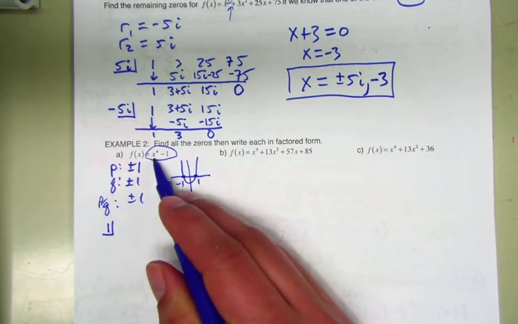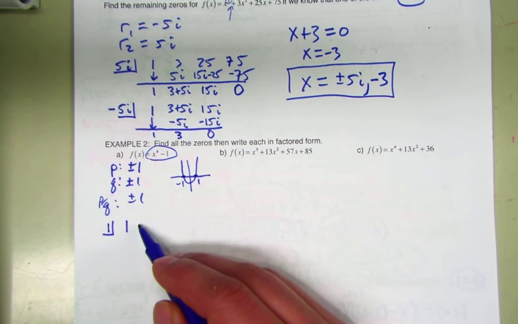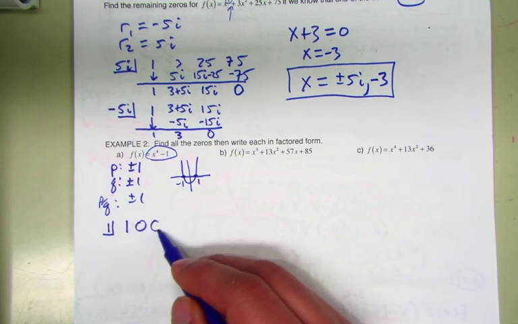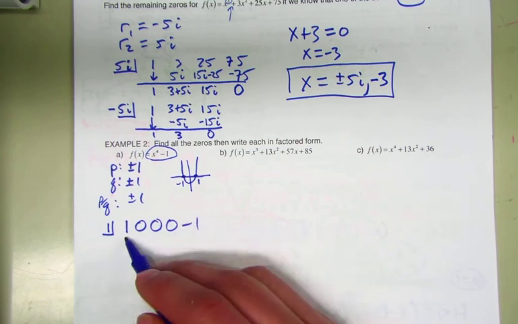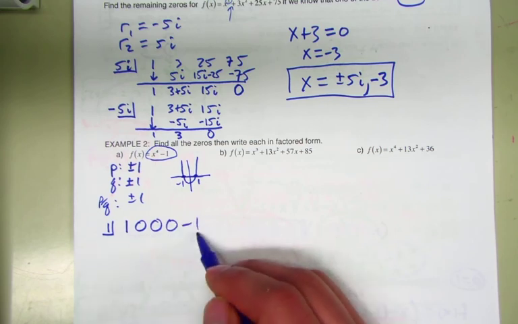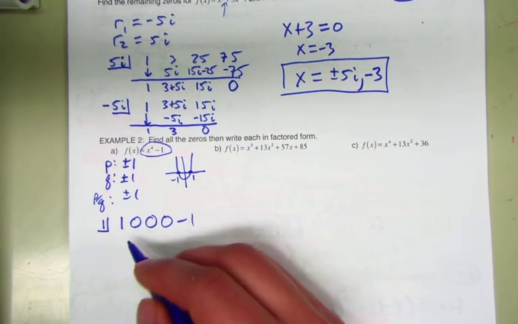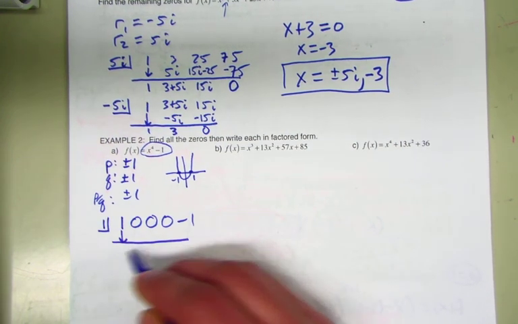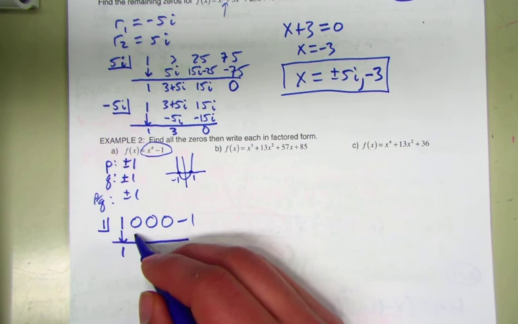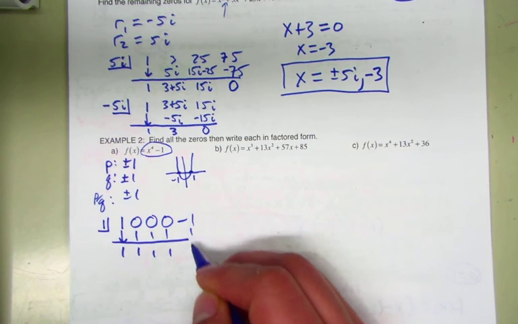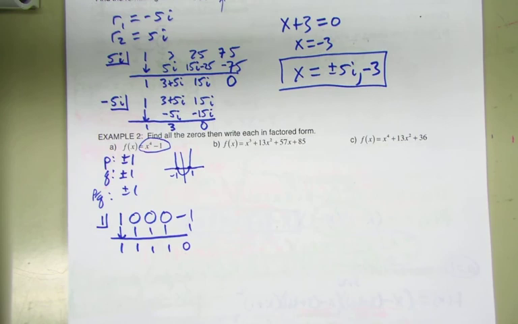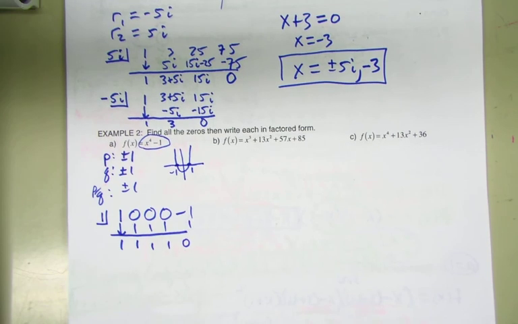What are all the coefficients here? 1, 0 for x cubed. Yep. And there we go. x to the 4, 3, 2, 1, and then none, so -1. Bring down the 1. Multiply, add. Multiply, add. Multiply, add. Multiply, add. You get 0 for your very last number, the remainder, right?